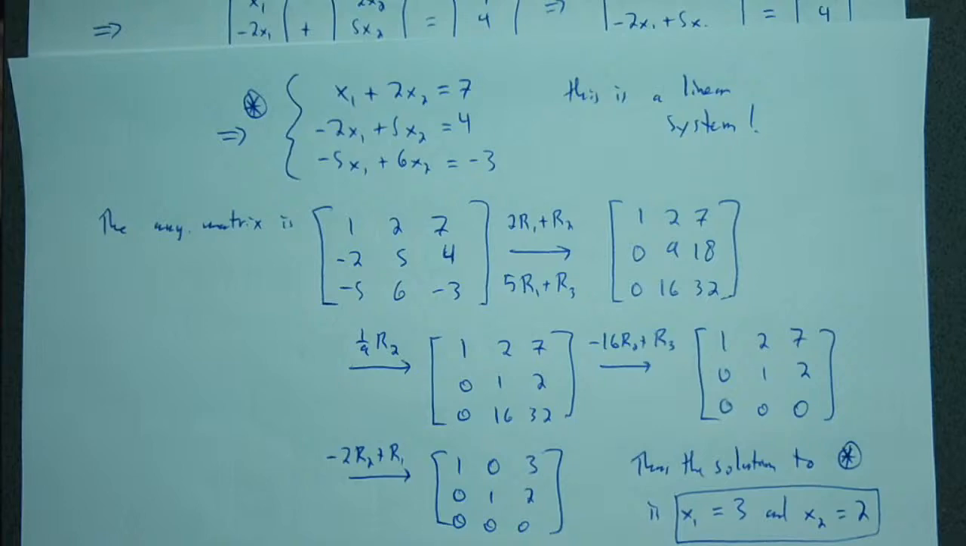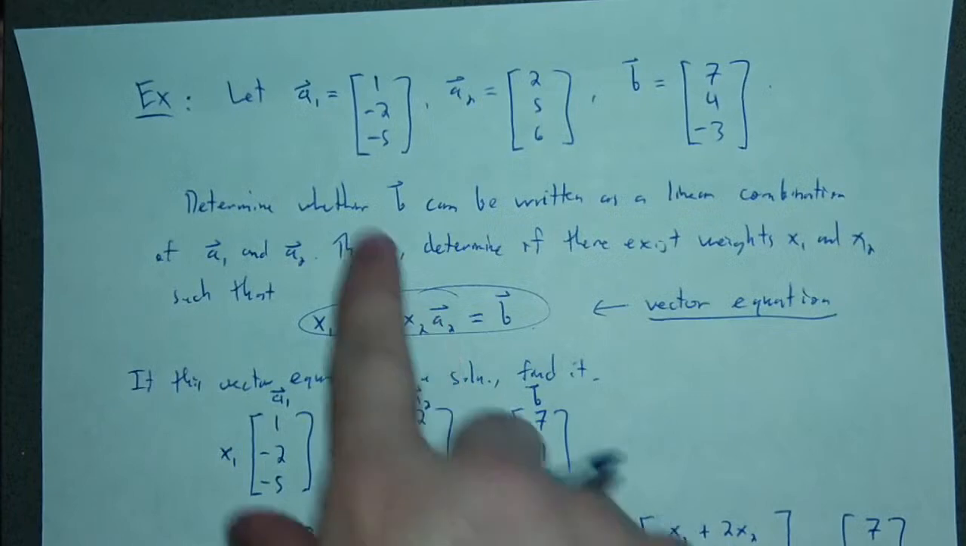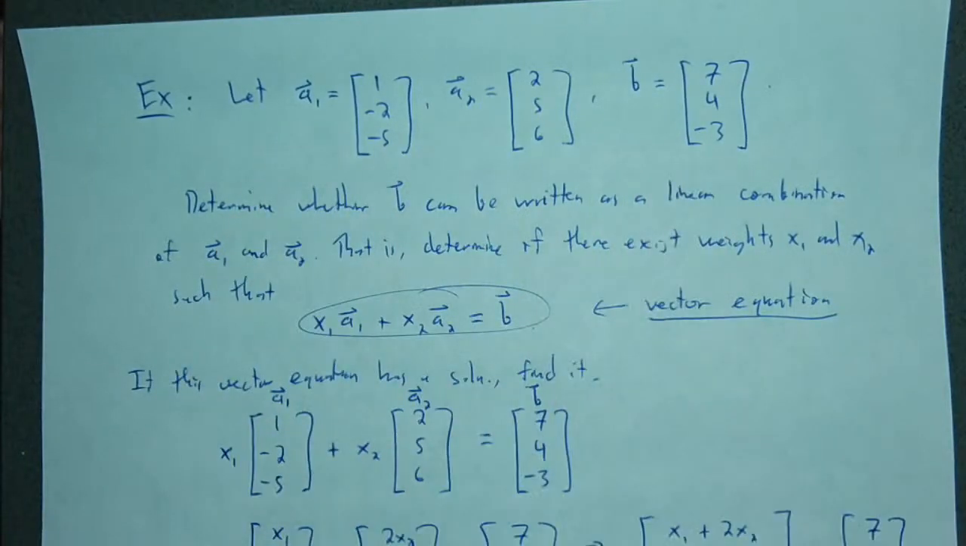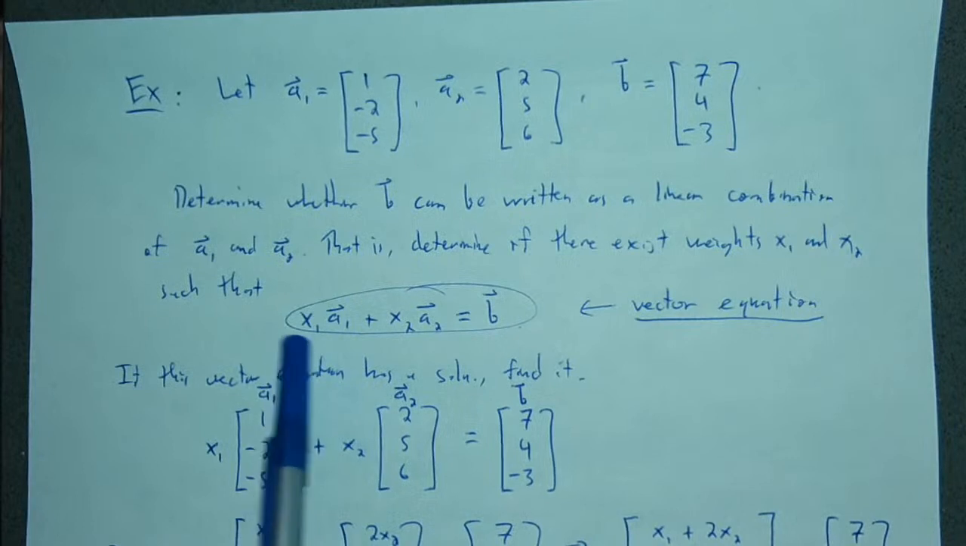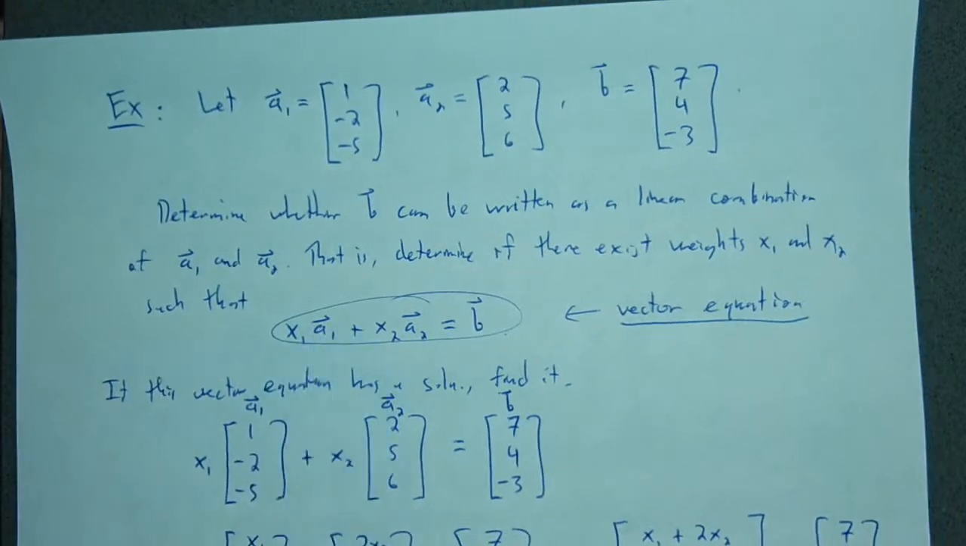But what was this original question? Let's go back to my original question. My original question was whether, given these three vectors, a sub 1, a sub 2, and b, b could be written as a linear combination of these two. That is, whether this vector equation, where x sub 1 and x sub 2 are the weights, had a solution. Turns out, yes, it has a solution. If x sub 1 is 3 and x sub 2 is 2, then this has a solution.